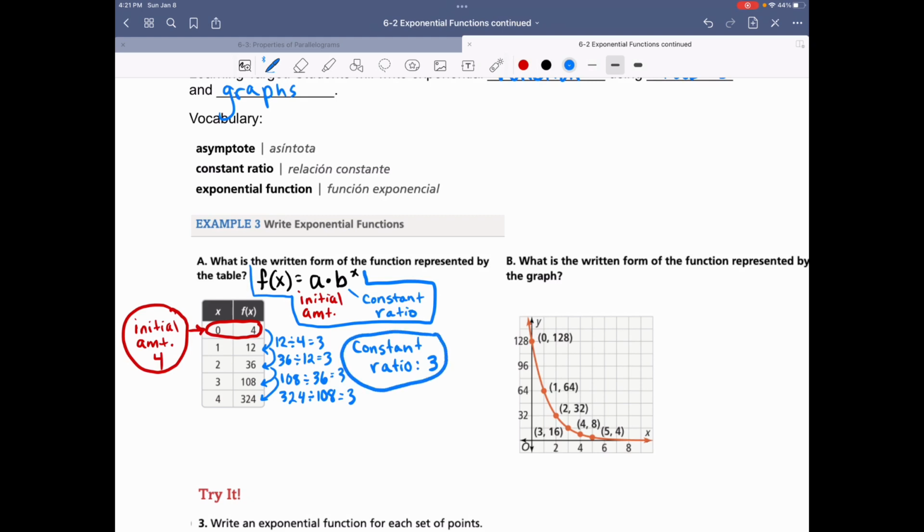Then we need to plug that into the function rule. So f of x is equal to the initial amount times the constant ratio, which is 3, to the power of x. All right, so just a reminder, this function rule is what we're going to be using when we write a function.